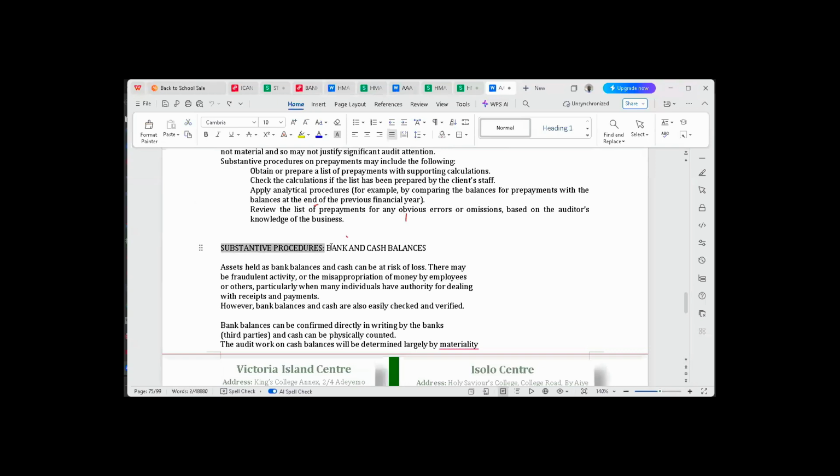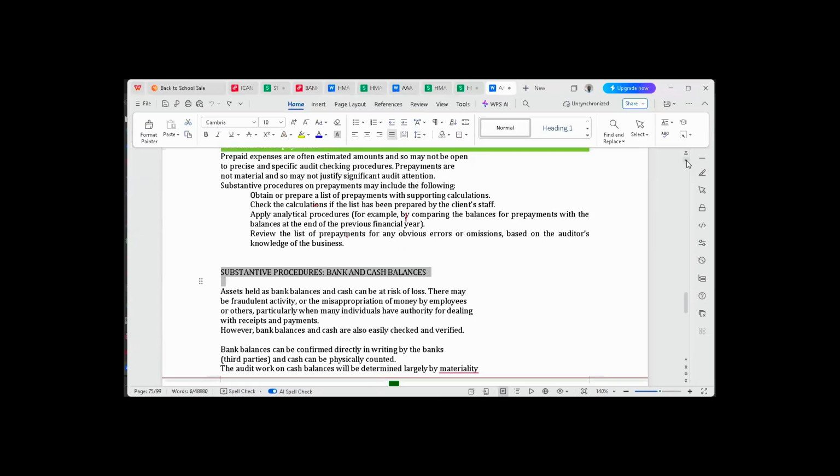Substantive procedure for bank and cash balances. All of this, remember, they still fall under current assets. Prepayment is under current assets. Bank and cash also fall under current assets. Now, this is bank and cash. They are susceptible to fraud or theft. They are high risk compared to prepayment. Okay. They are high risk.